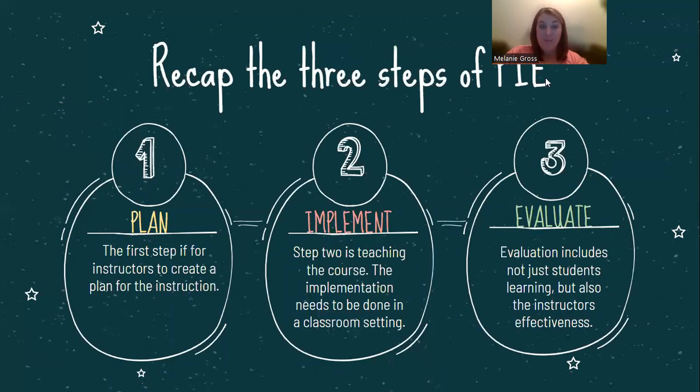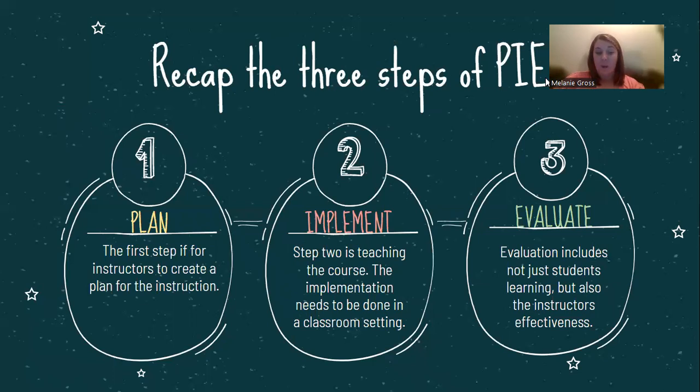To recap the steps of PIE, we have step 1, plan. The first step is for instructors to plan for the lesson. Step 2, implement, teaching the course. It needs to be done in a classroom setting. Step 3, evaluate. Evaluate includes not just those students learning, but also the instructor's effectiveness.